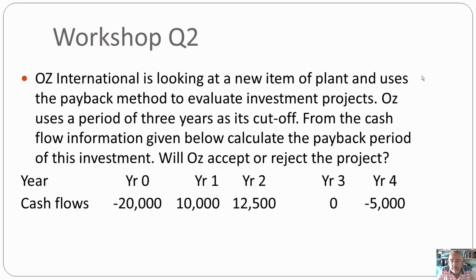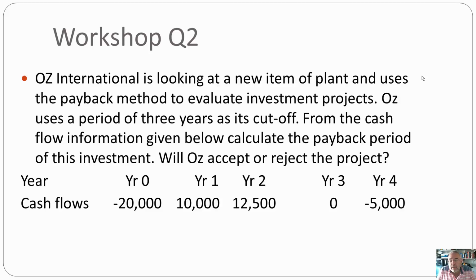Now let's look at actually using payback for making decisions. Oz International is looking at a new item of plant. Basically, it's interested in a 3 year cutoff for its payback, so it wants its money back within 3 years. And here are the cash flows we're given. A $20,000 investment, then cash flows of 10, 12.5, then 0. Then in the last year, -5. Oh my God, we've got to pay to get rid of it.